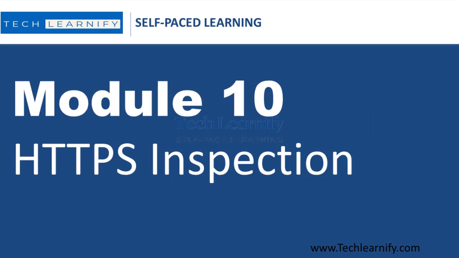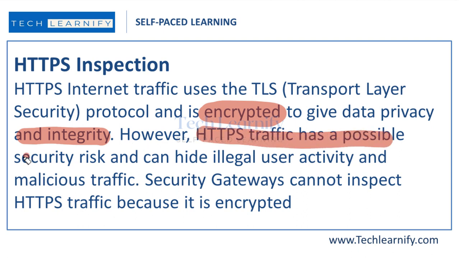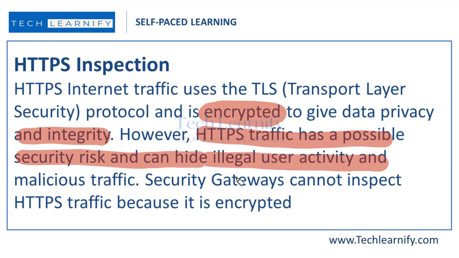Module 10, HTTPS inspection. So HTTPS internet traffic uses the TLS, Transport Layer Security protocol, and is encrypted to give data privacy and integrity. However, HTTPS traffic has a possible security risk and can hide illegal user activity and malicious traffic.